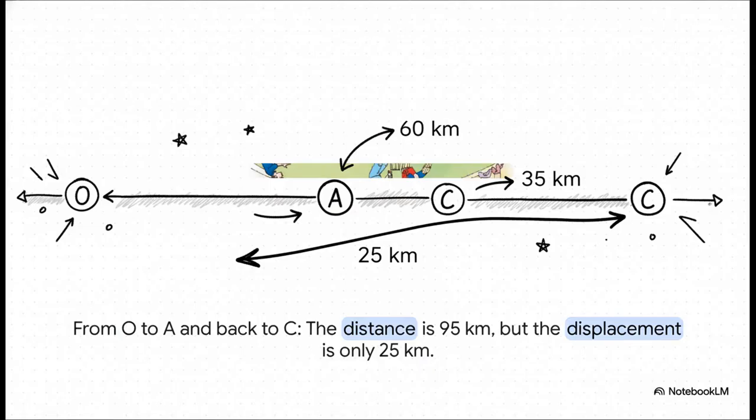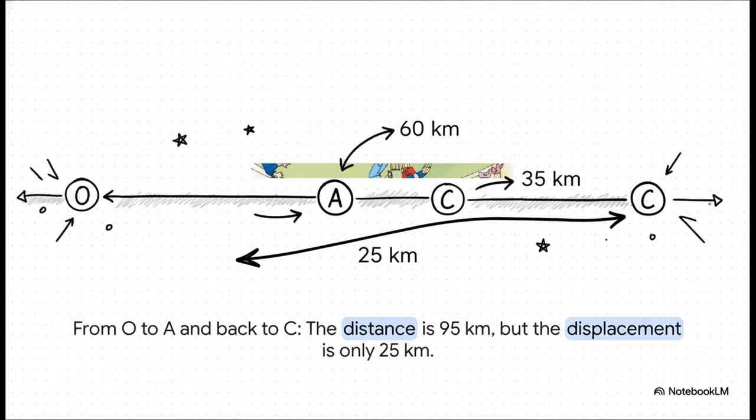Now, this image here is a perfect example to understand this difference. Let's look at the journey. The object starts at O and travels all the way to A, that's 60 kilometers. Then it turns around and comes back to point C, traveling another 35 kilometers. So what's the total distance? Well, we just add them up. 60 plus 35, which gives us 95 kilometers. But what is the displacement? For that, we only care about the start and end points. It started at O and ended at C. The distance between O and C is just 25 kilometers.